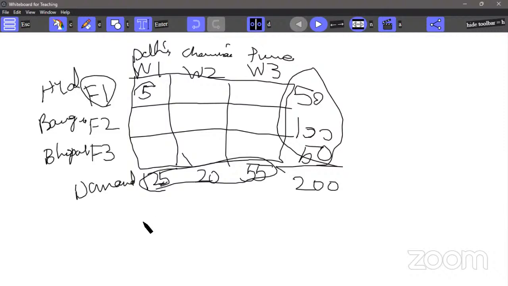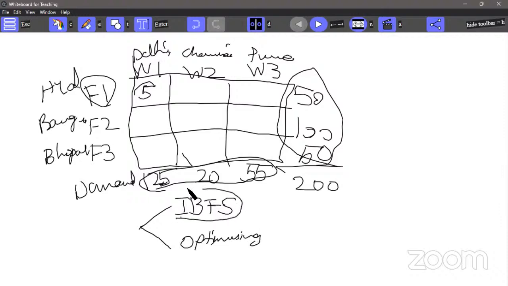We find the solution at 2 levels. First, we find the initial basic feasible solution. We find the initial basic feasible solution, and then we improve it further by optimizing it. So the initial basic feasible solution we find first. What do we mean by feasible? Feasible is nothing but a practical solution.